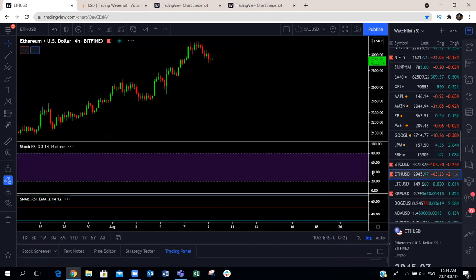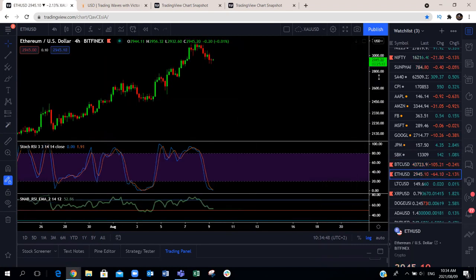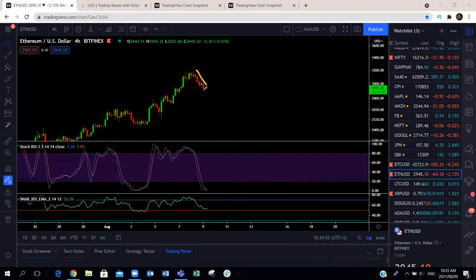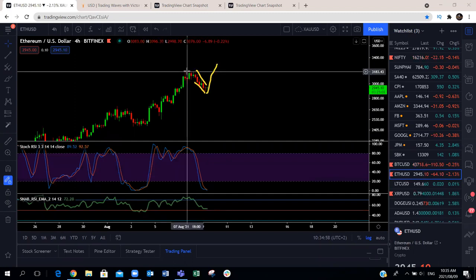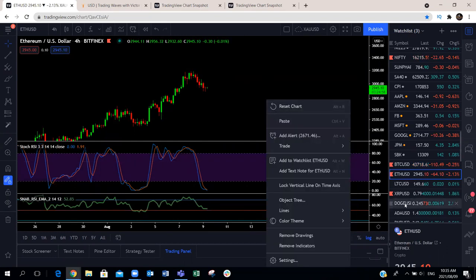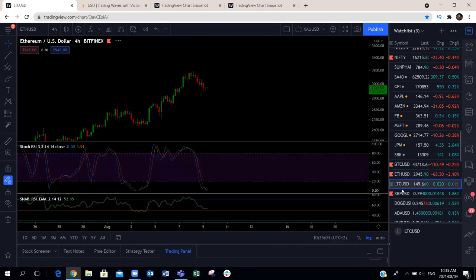Ethereum, also a 4-hour setup, provided we get a 4-hour candle closing above the upper boundary of the flag. That will confirm that we're going to see the previous recent high here at 3183, and even 34,000. So continuation to the upside. We're still bullish on the cryptocurrencies.